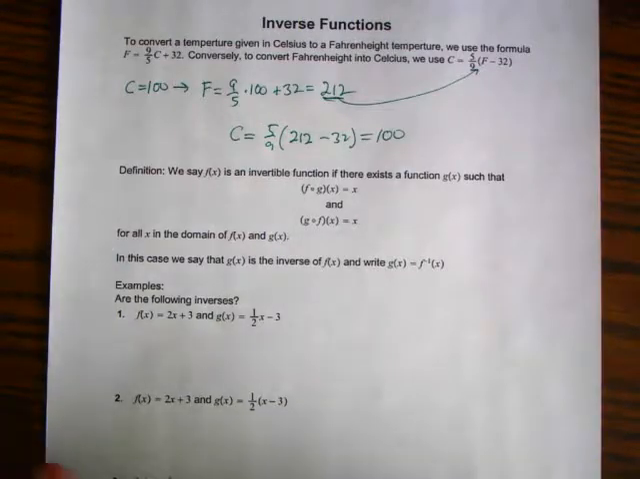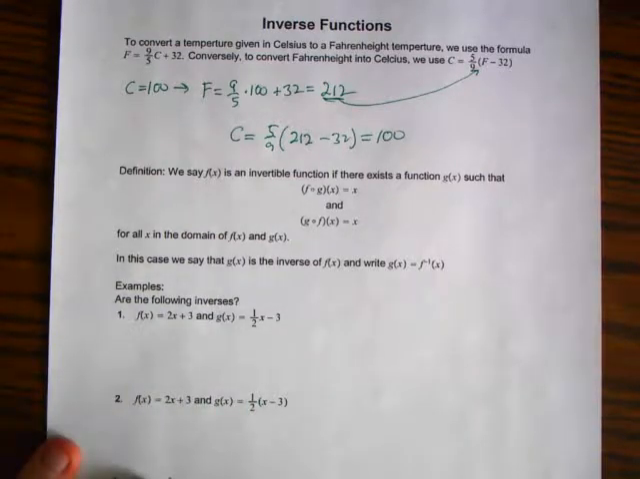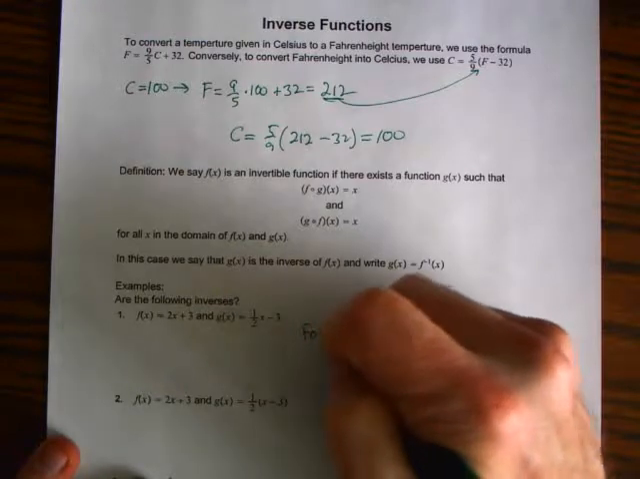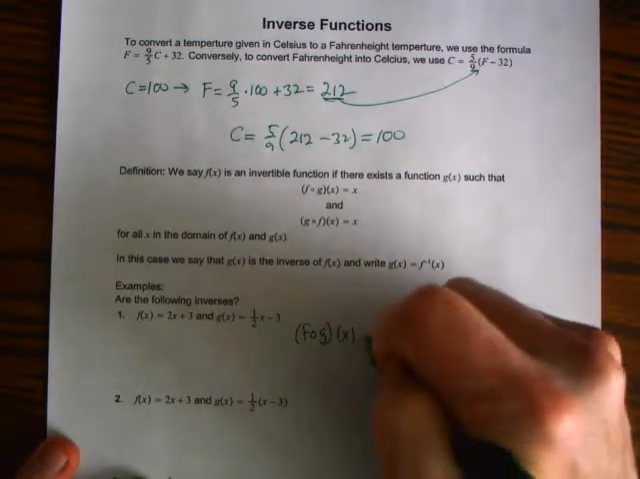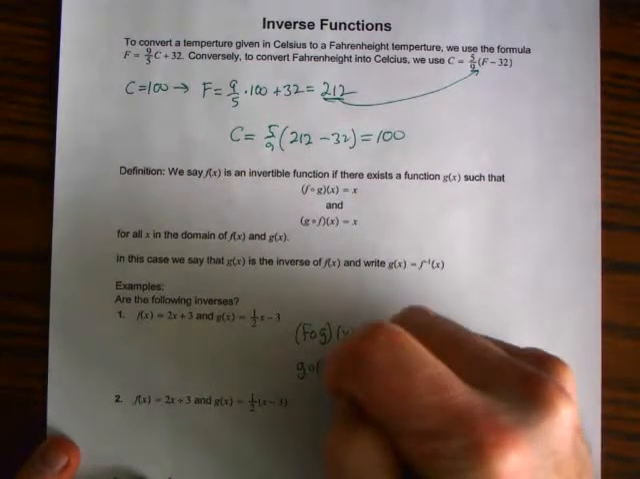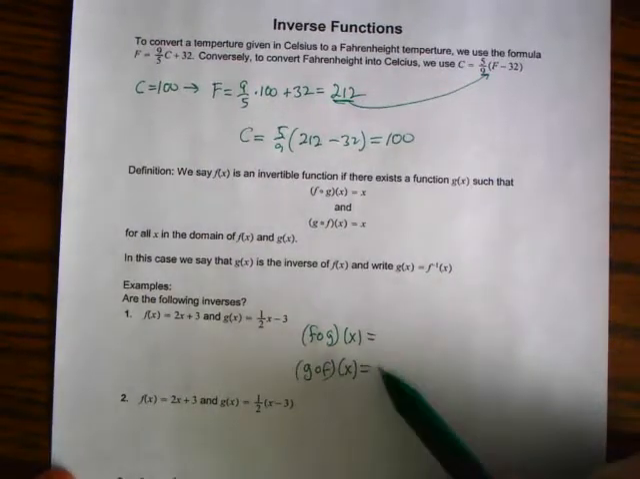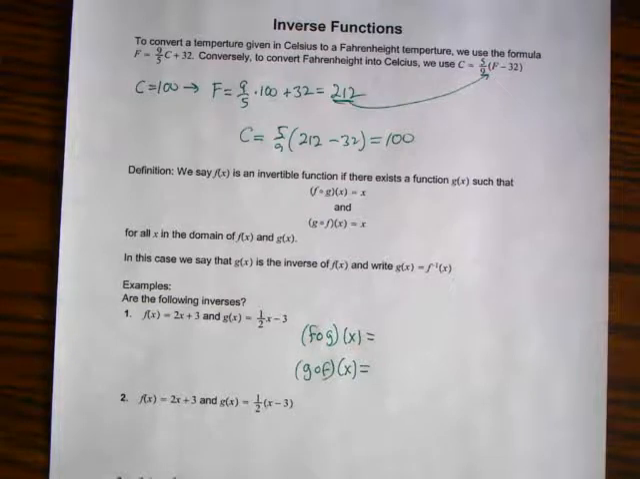Alright, so first question. Are the following inverses? Well, to tell if they're inverses, what we would do is we would do f of g, and then we would do g of f. And if both of these answers turn out to be x, then the answer is yes, they're inverses. If one of those, or both of them, is not x, then the answer is no.